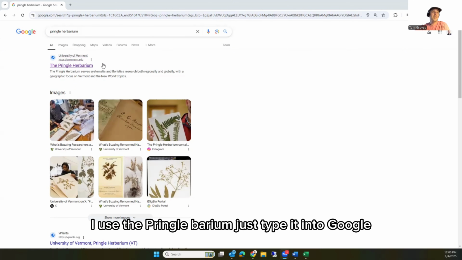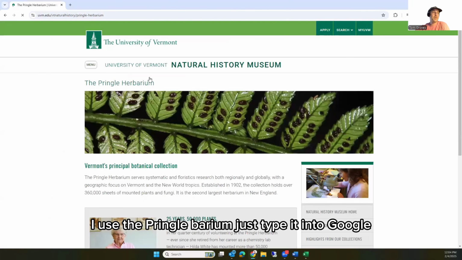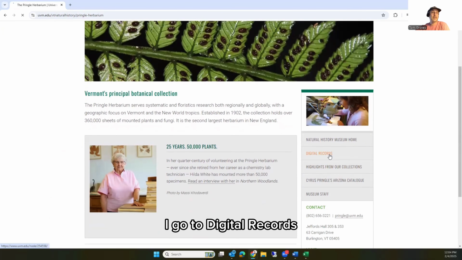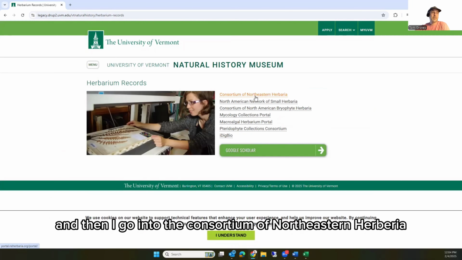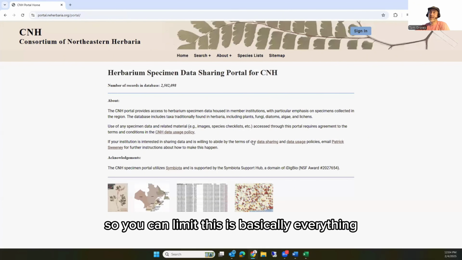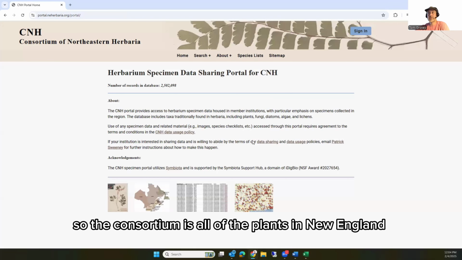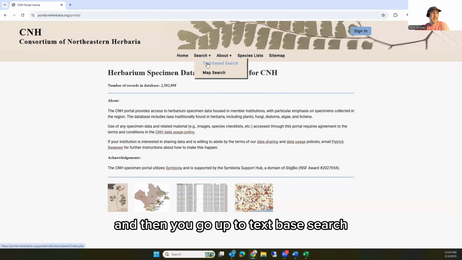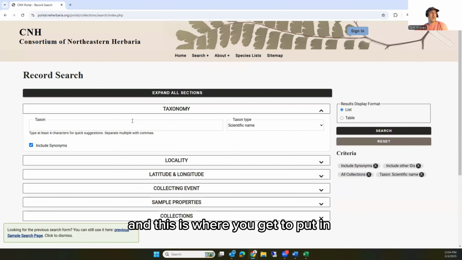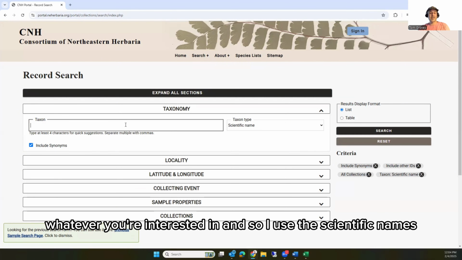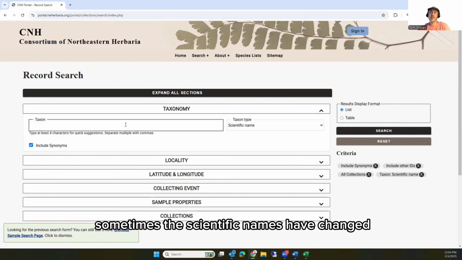So I use the Pringle Herbarium. Just type it into Google, it'll get you there. This is their landing page. I go to digital records and then I go into the Consortium of Northeastern Herbaria. You can limit, this is basically everything. The consortium is all of the plants in New England. And then you go up to text-based search, and this is where you get to put in whatever you're looking for, whatever you're interested in. I use the scientific names. Sometimes the scientific names have changed.